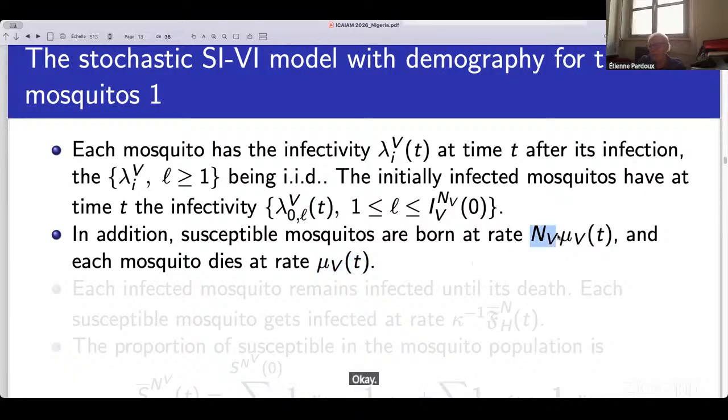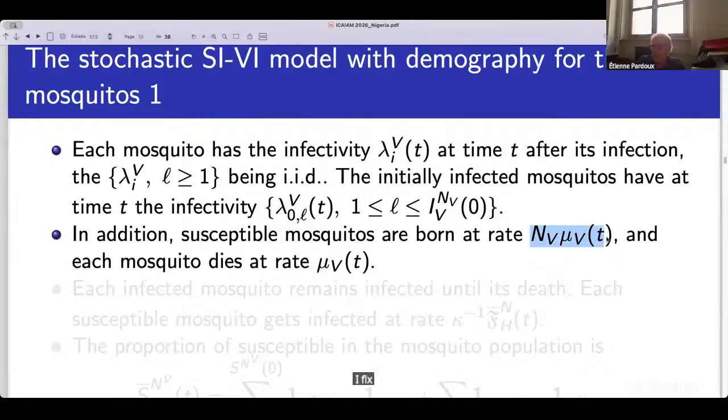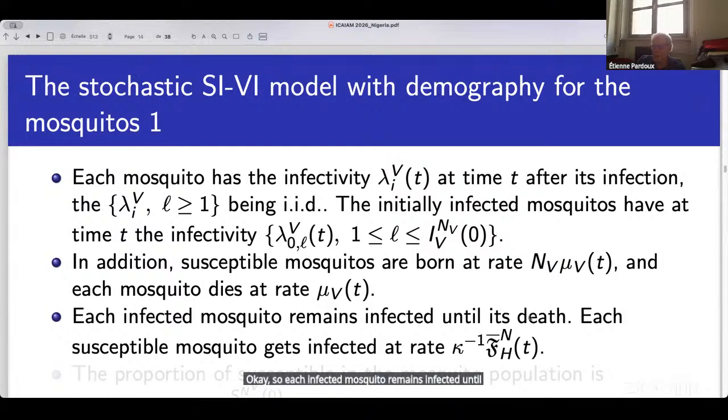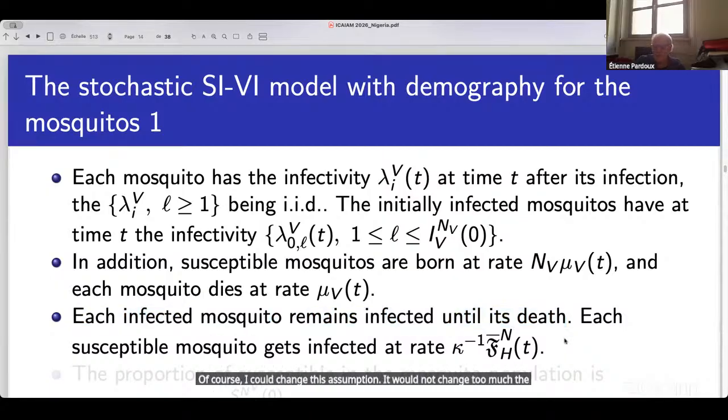Instead of NV, I should maybe put the number of alive mosquitoes, but then I would have a critical branching process which dies out in finite time. I don't want that, so I fix the birth rate at a certain rate times the size of the population around which my mosquito population fluctuates. Each infected mosquito remains infected until its death, so there is no recovery. I talked with a medical doctor who has studied malaria, and he thinks this is quite reasonable. Mosquitoes don't live very long, and they remain infectious for quite some time. Of course, I could change this assumption. It would not change the model too much, but this is a reasonable simplification.